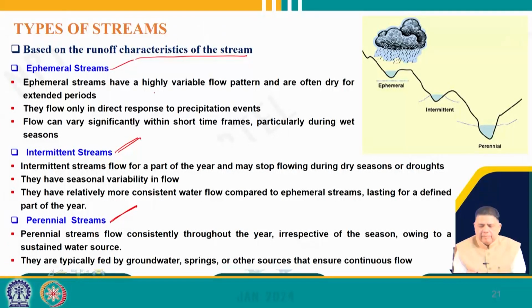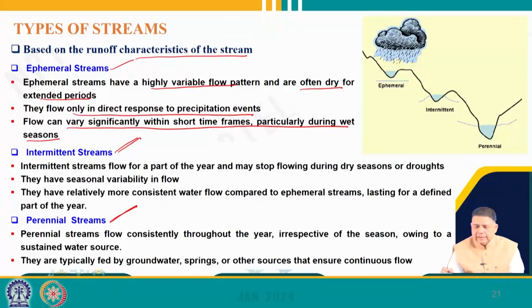So, ephemeral streams have a highly variable flow pattern and are often dry for extended periods. They flow only in direct response to precipitation. Flow can vary significantly within short time frames, particularly during the wet season. So, when rainfall occurs, if the flow is such that it creates a stream on its own, that is an ephemeral stream.